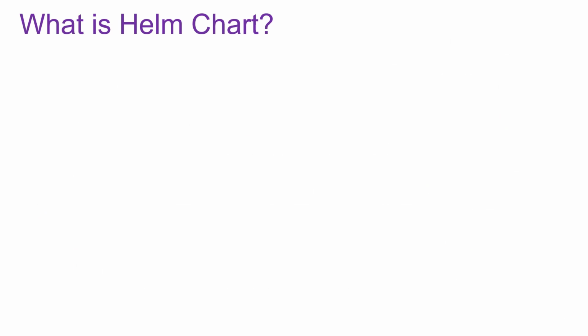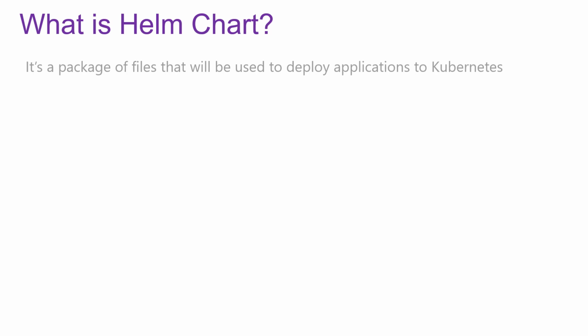What is a Helm chart? A Helm chart is just a bunch of files. We can say that it is a package of files that will be used to deploy an application to Kubernetes. So it's just a bunch of files that has all the information to deploy the application to Kubernetes.